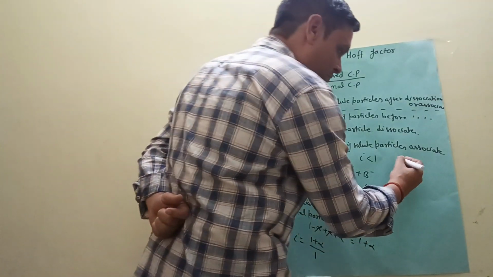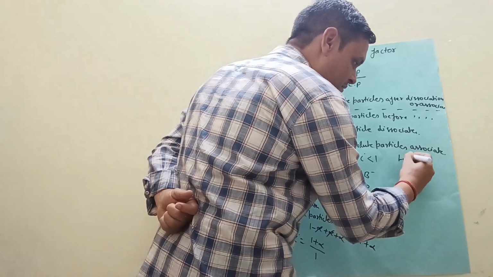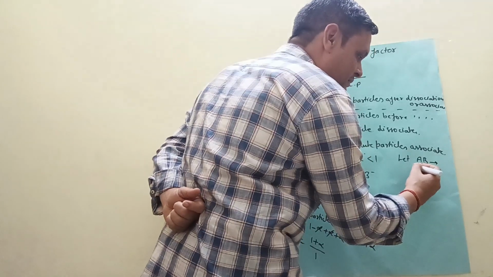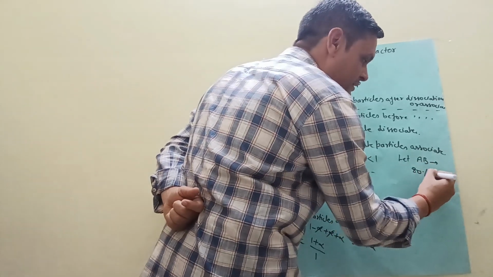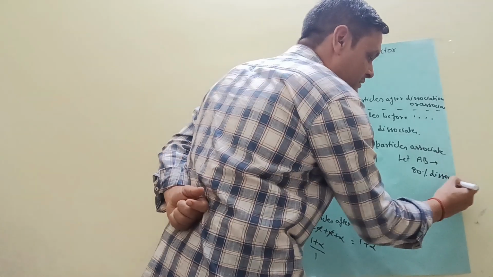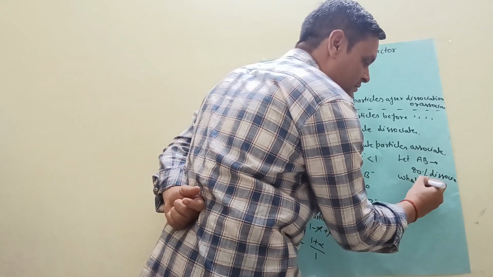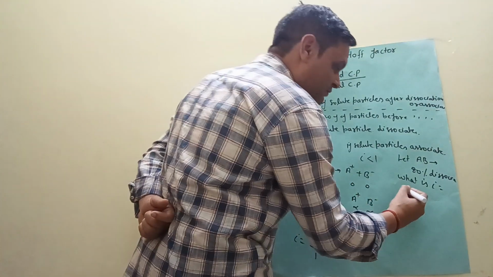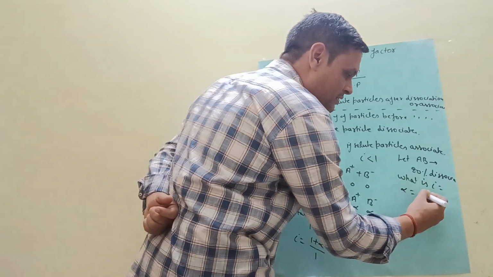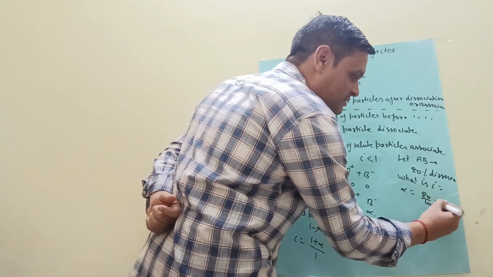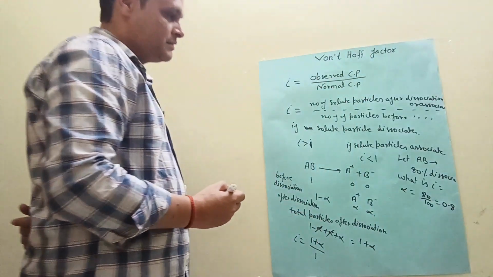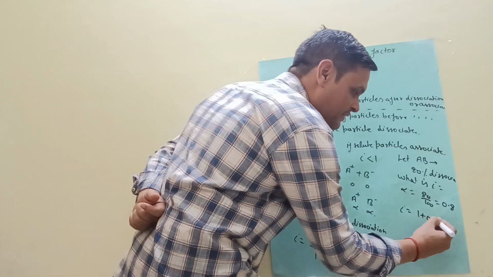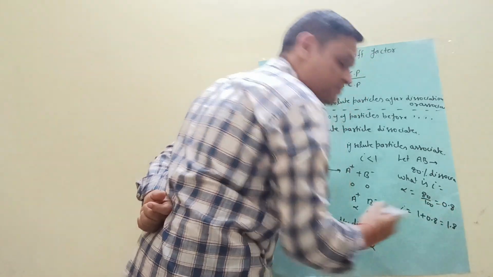Right? Suppose AB is 80% dissociated. Then what is i? How to calculate i? Alpha is equal to 80%, which is 0.8. Then i is equal to 1 plus 0.8, which is 1.8.